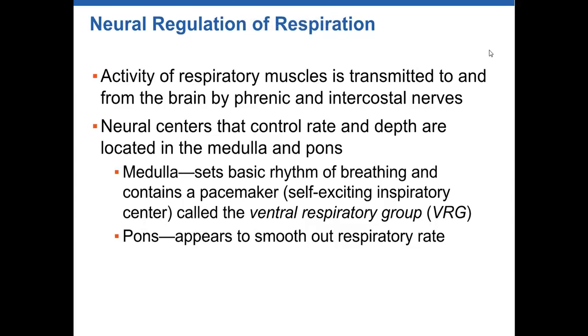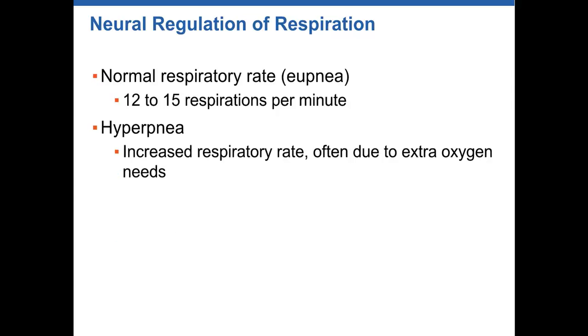So when we look at our brain and what controls the breathing, there are really two parts which we learned about earlier when we studied the nervous system. There's the medulla and the pons. The medulla is really the one that sets the basic rhythm, and the pons kind of smooths that out, but the medulla is the main one in charge. When we look at our respiration rates, it's called eupnea. Normal respiration would be 12 to 15 respirations per minute. And then hyperpnea is when you're breathing too fast due to extra oxygen need.